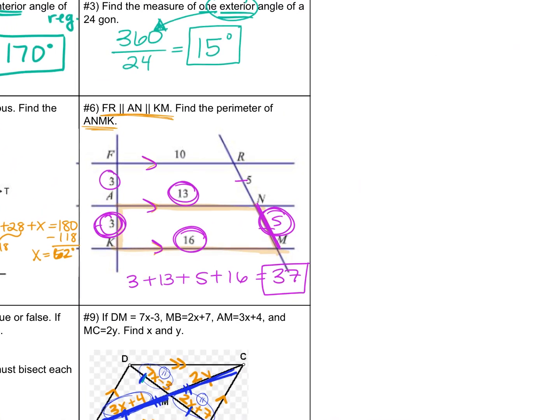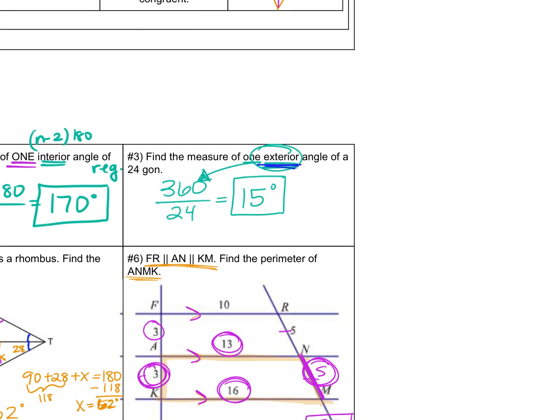Yeah, exterior angles always have a sum of 360. So whenever you see exterior angles, first of all, you had to write that it was a regular. I added that in. A regular 24-gon means all of your exterior angles will be the same. So then 360 divided by the number of angles will get you that exterior angle. So 360 divided by 24 gets you 15 degrees. Look at you.